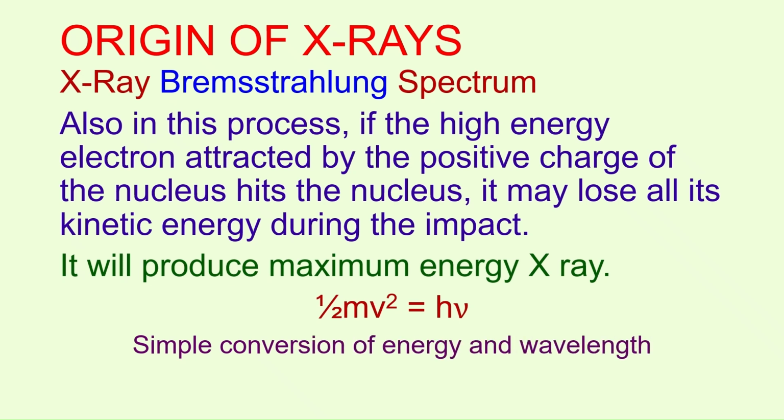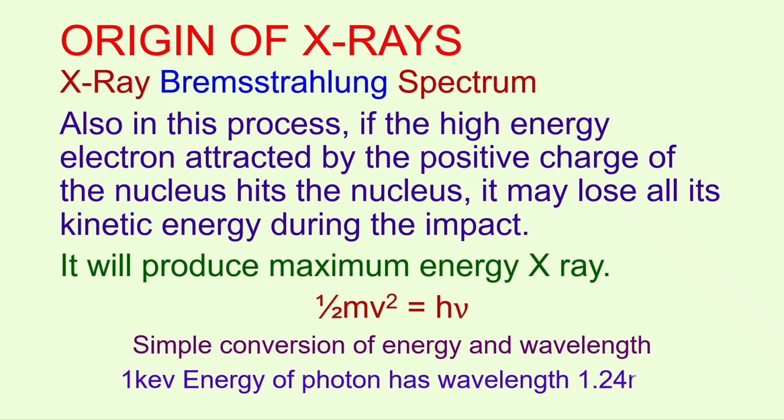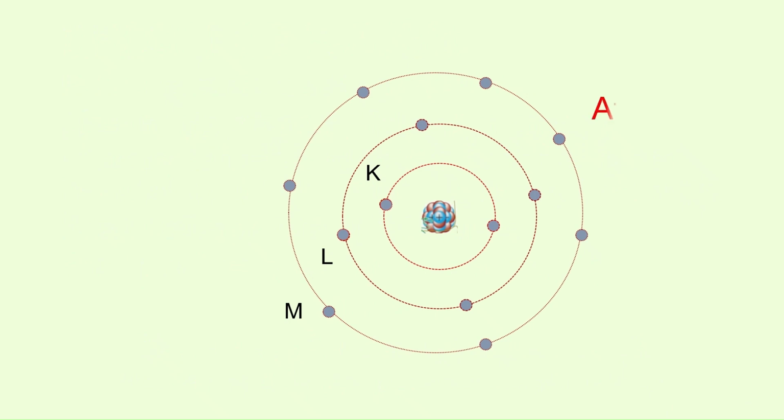Simple conversion of energy and wavelength: 1 kilo electron volt energy of photon has wavelength 1.24 nanometers. Watch it in animation.